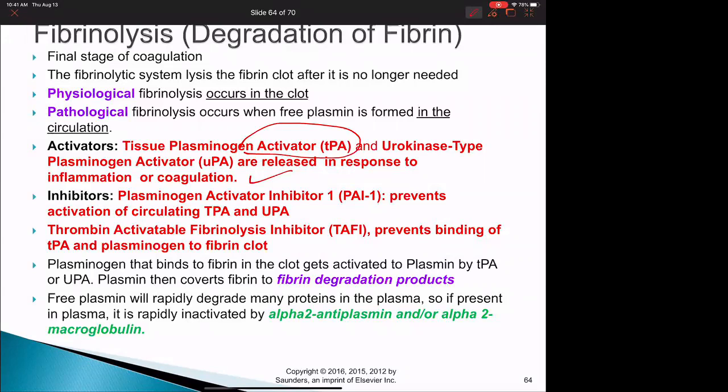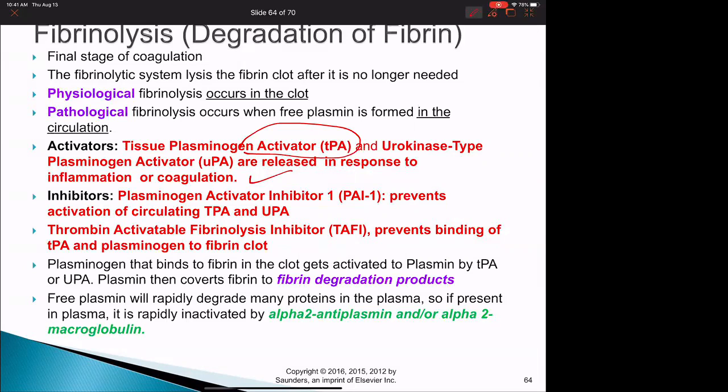At the same time, we also have inhibitors of fibrinolysis, okay? So inhibitors of fibrinolysis or anti-fibrinolytic systems are plasminogen activator inhibitor 1, PAI-1, which prevents activation of circulating TPA or UPA, and we have the thrombin activatable fibrinolysis inhibitor, or TAFI, which prevents binding of TPA and plasminogen to the fibrin clot.